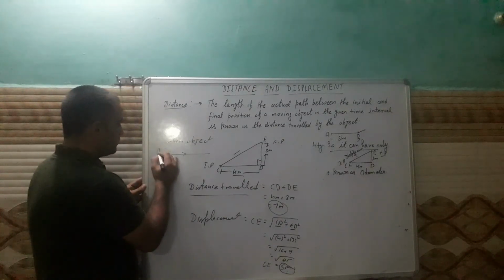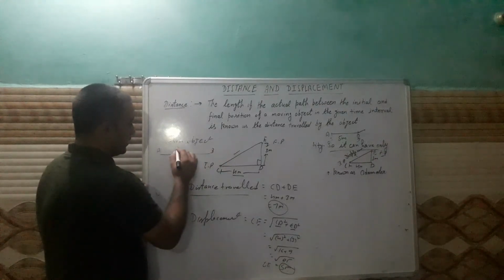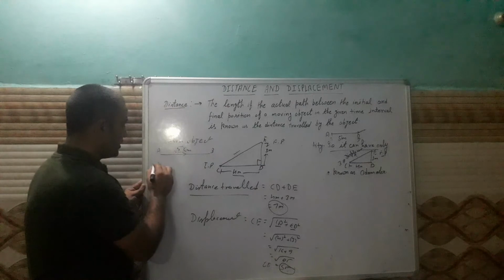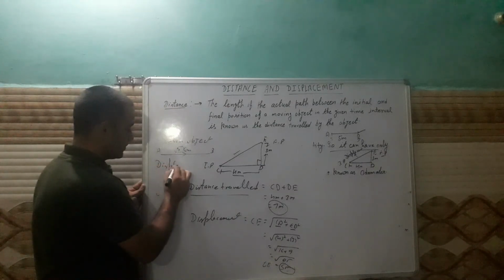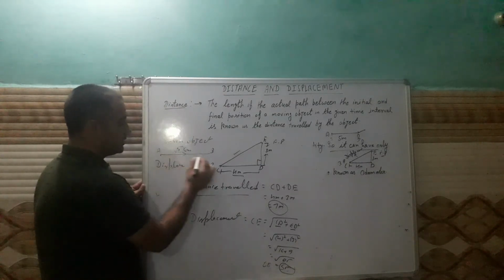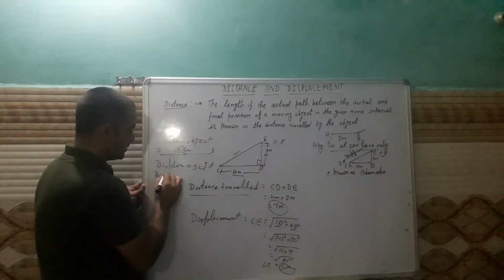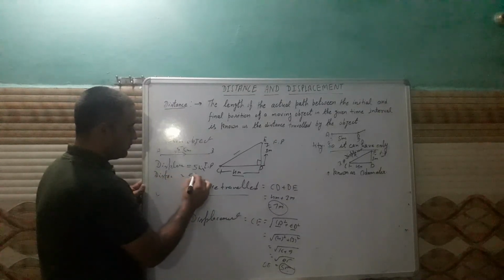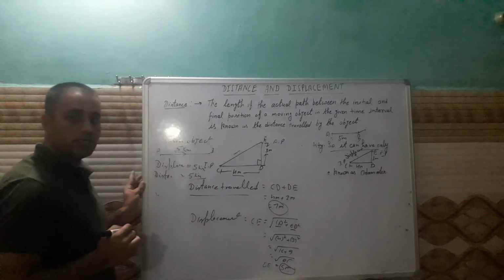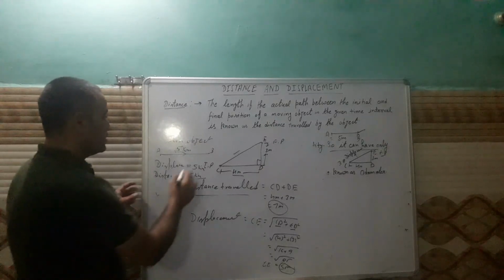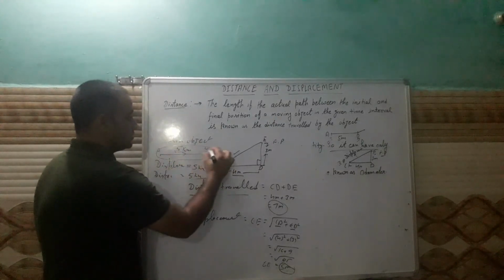As the person moves from A to B, suppose this value is 5 kilometer. This is the initial position and this is the final position. So the displacement will be 5 kilometer and the distance travelled will again be 5 kilometer. So this is the only case when the distance travelled and displacement will be equal, that is, when the object moves along a straight line path.